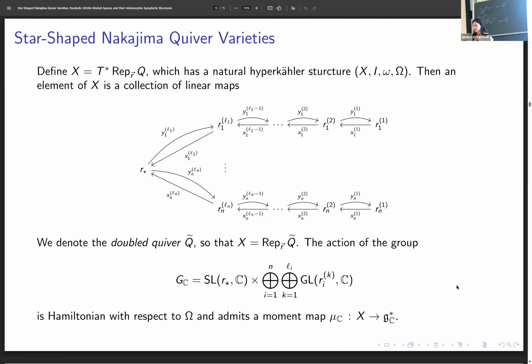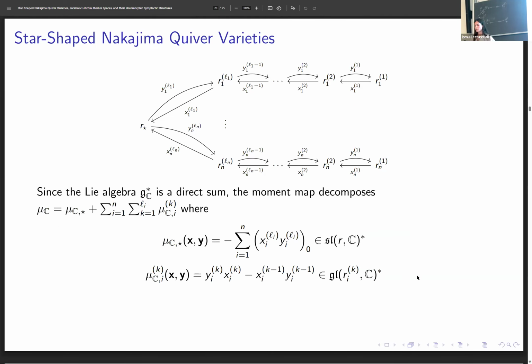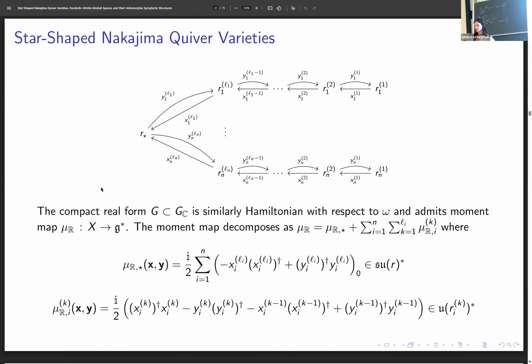Since the Lie algebra is a direct sum, this moment map decomposes into components. So you have this star component as well as all of these ij components, and I've written the formulas here. I will explore these more, but for now I want to say there's also a real form, a compact real form inside of the Lie group, and that is Hamiltonian with respect to little omega, and it admits its own real moment map. And similarly, this moment map decomposes.